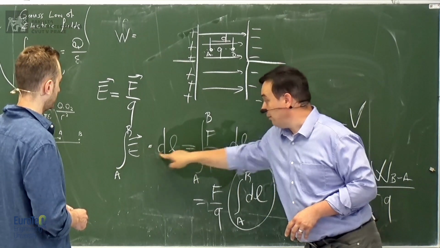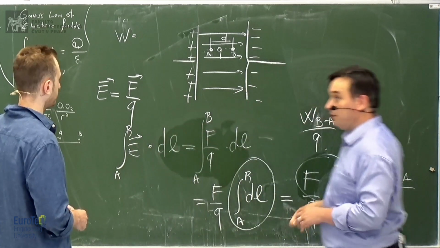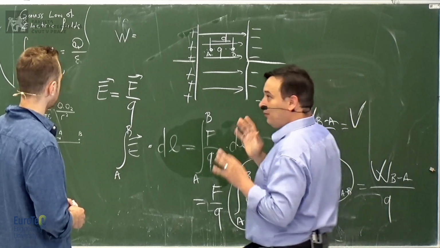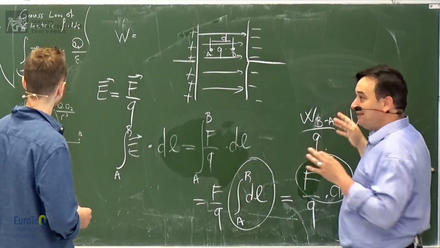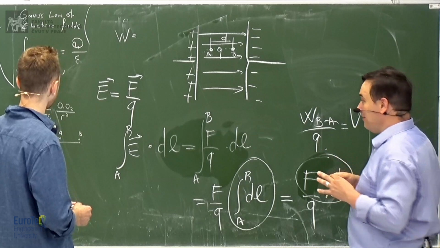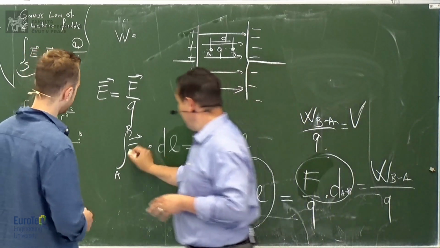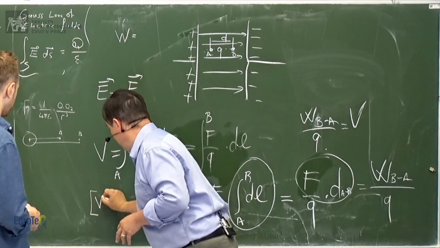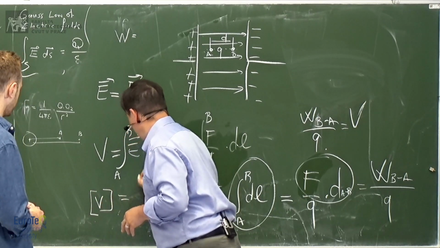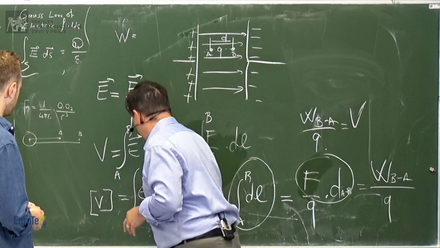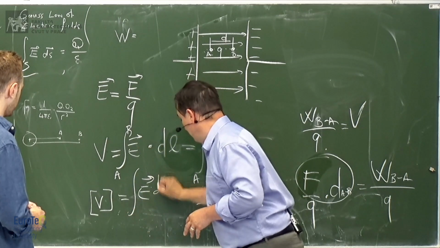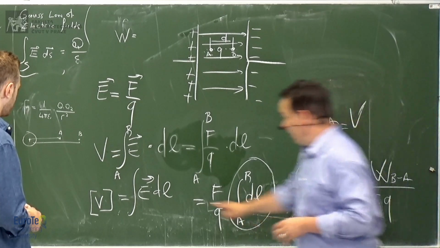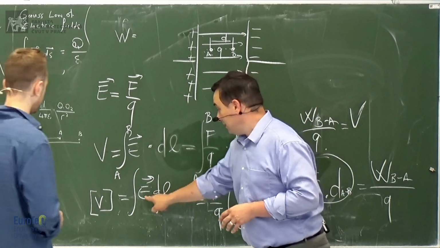The integral over the path from A to B. Okay? Yes. That's the voltage. So why did I say this? Because if this is a voltage, the unit here will be volt. Here you have the integral of E over L. Okay? This is going to be meter.